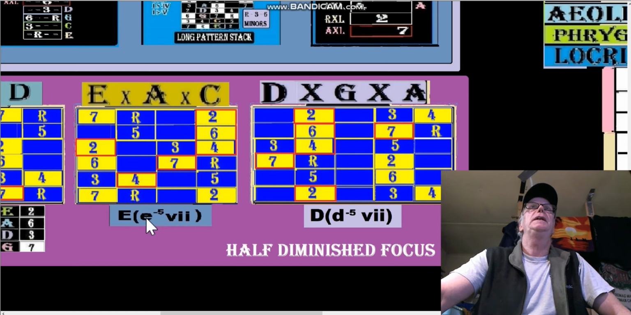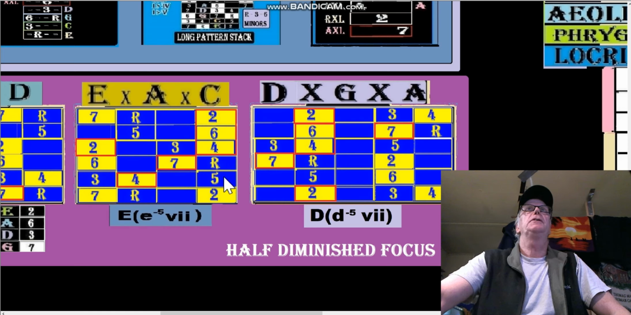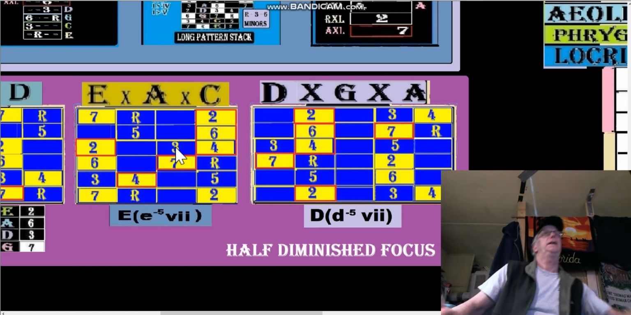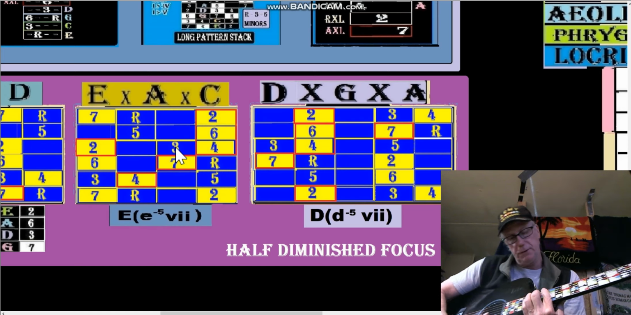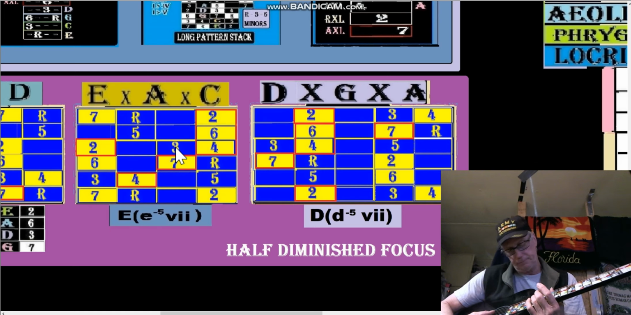So we have an E minor diminished fifth seventh. So let's look at that. So where would E minor normally be? Here's E major, 5 root 3. Okay, in that E box, here's our 5 root 3.